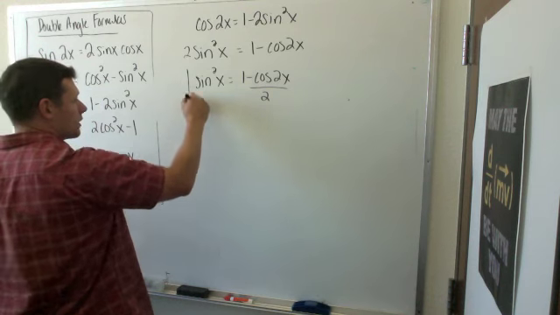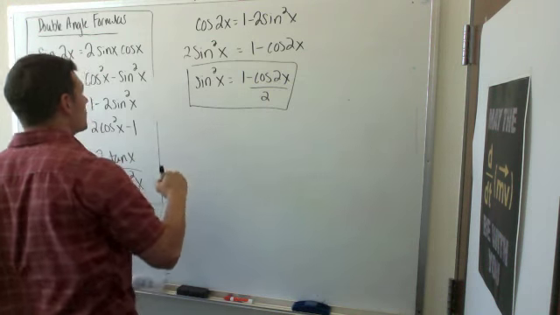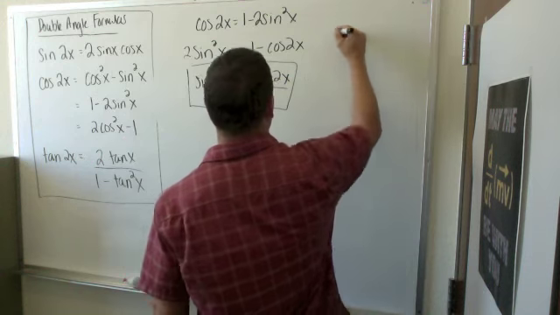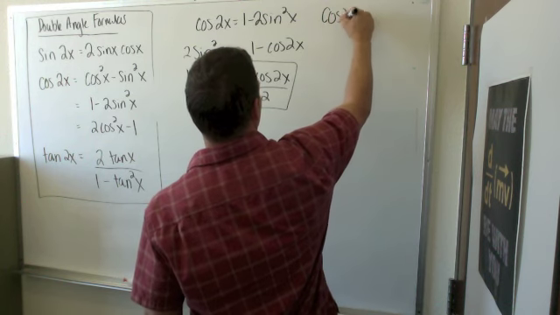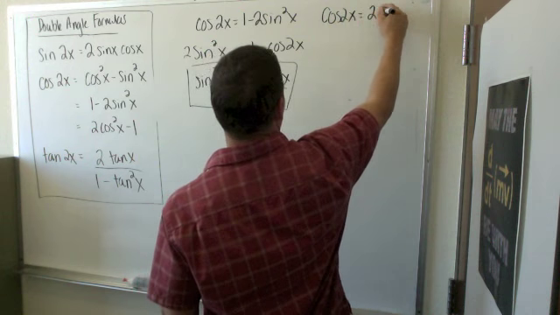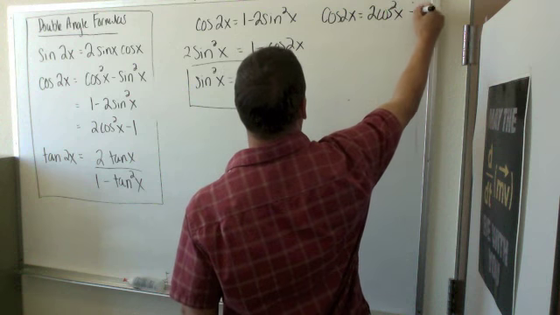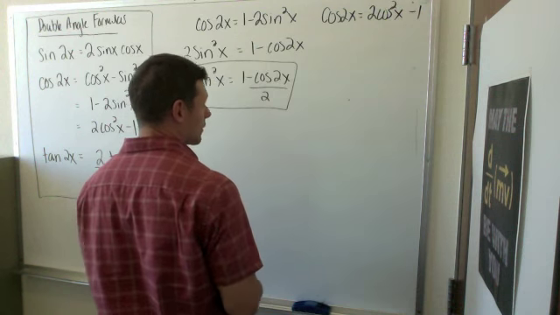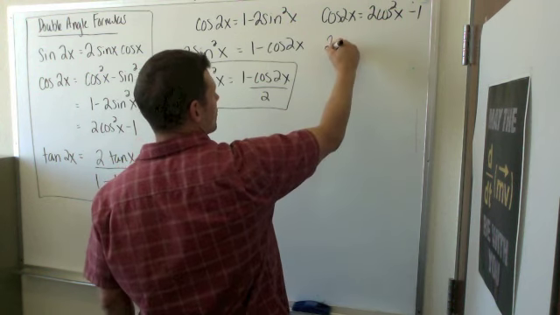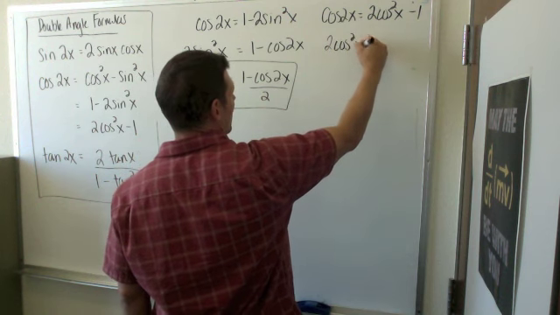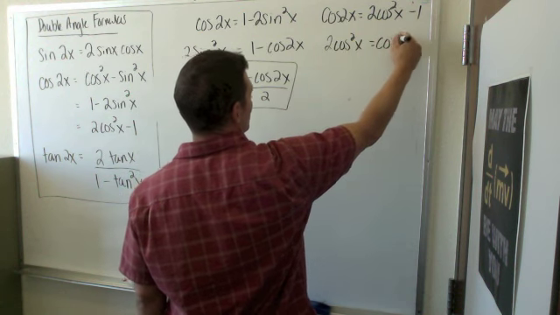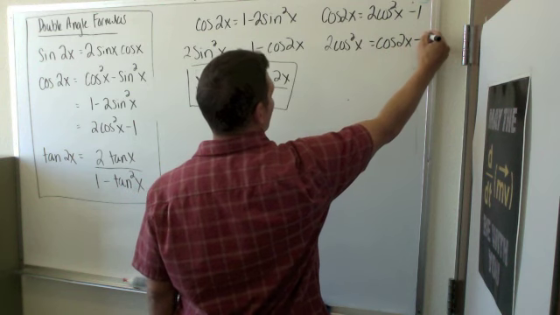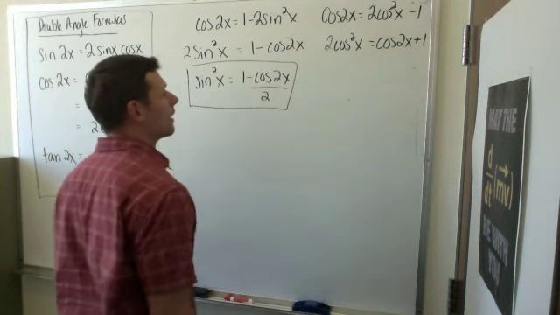Now we do the same thing. If we have cosine of 2x equals 2 cosine squared x minus 1, and again solve for cosine squared, we'll have 2 cosine squared x equals cosine of 2x plus 1, and divide by 2.